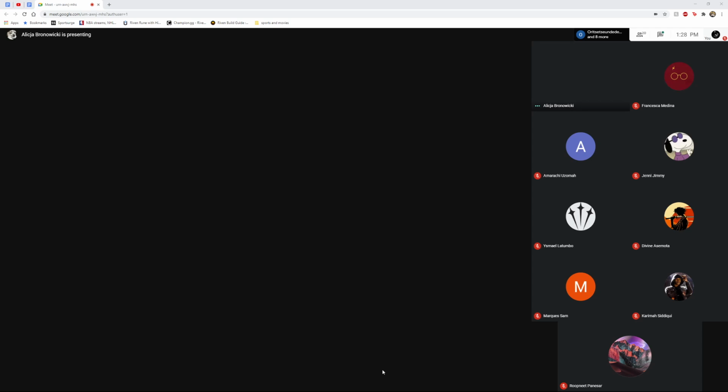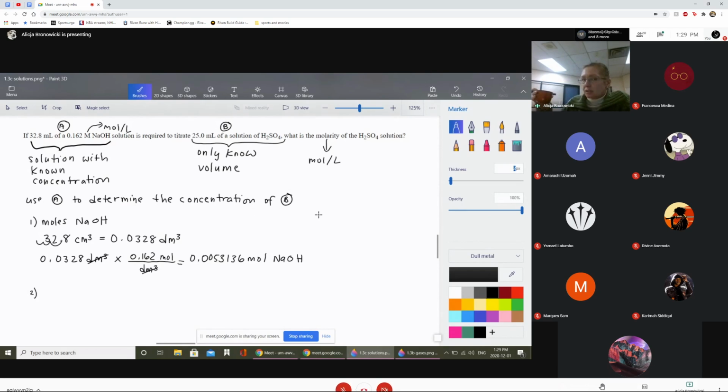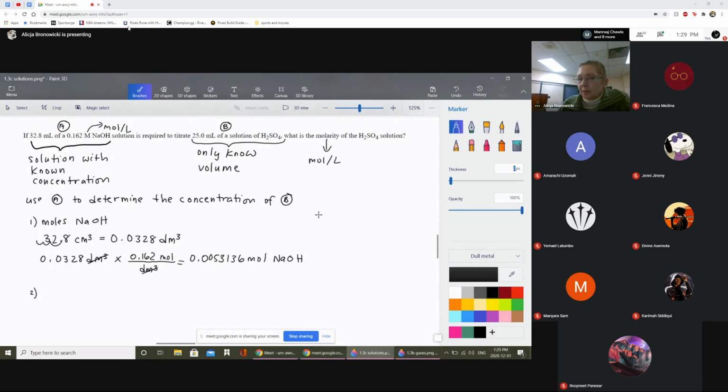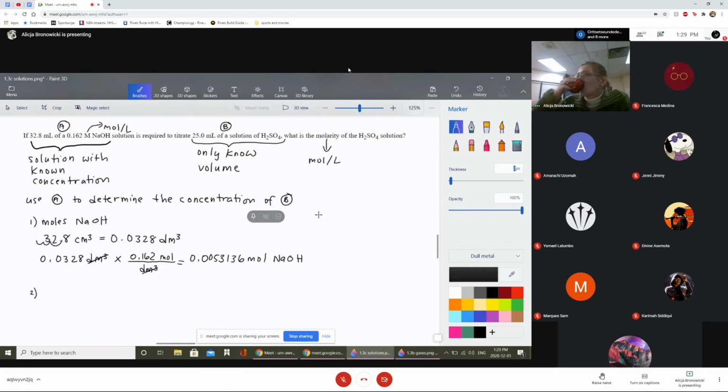Well, how many moles of H2SO4 does that correspond to, right? So I need to link these two together. I need to link these two separate chemical entities together. Okay, so how can I link them together? What do I need to figure out? The hard question. If you're not there yet, it's okay, but some of you might have an idea.